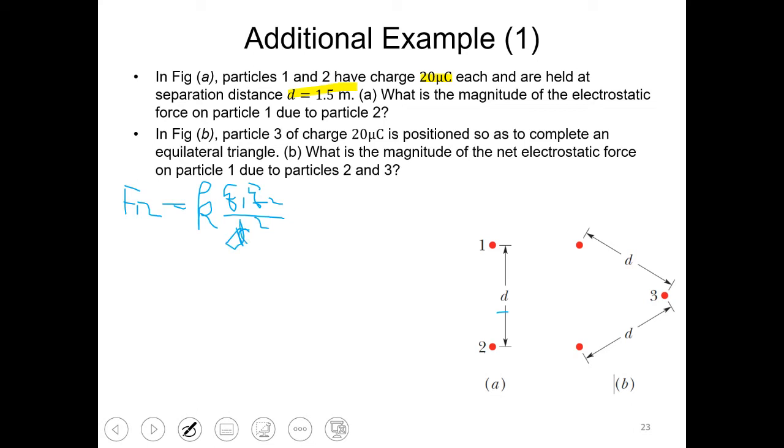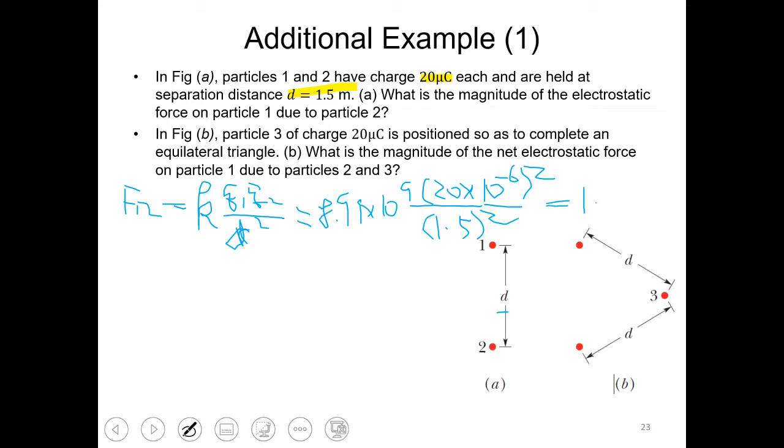And we substitute the number, so K is 8.99 times 10 to the 9. Q1, Q2 is about 20 microcoulombs, where micro is 10 to the minus 6, squared. And then D is 1.5. So the answer should be 1.6 Newton, nothing special.